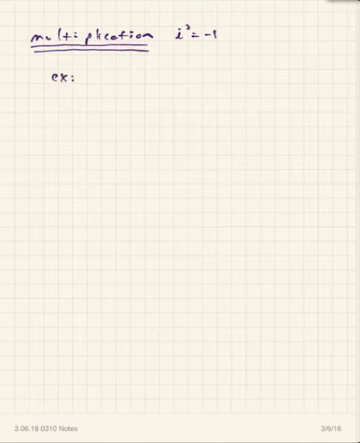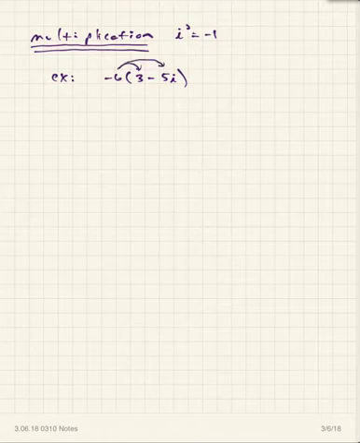So let's say we have negative 6 times 3. Now, it won't come up in the first problem, but it'll come up afterwards. So the first example, we have negative 6 times 3 minus 5i. That's just the distributive property. This shouldn't be any different than even if you didn't know what the i was, this is probably what you would have done to multiply this out. So you get negative 18 plus 30i. And you're finished. So not a big deal.